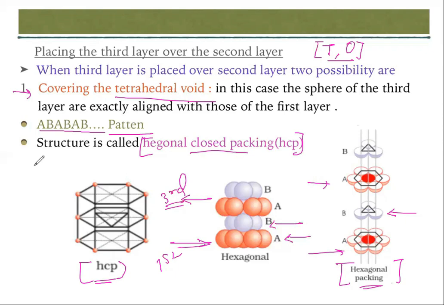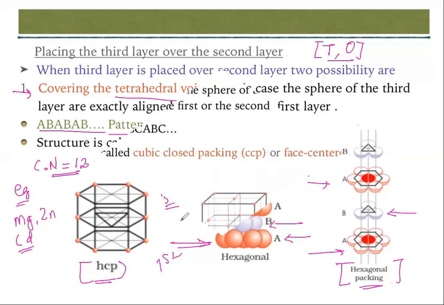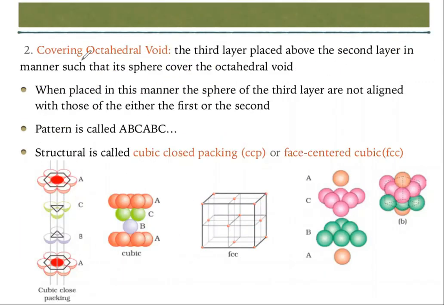Now what about the coordination number? The coordination number here is 12. You remember. And the examples that HCP shows are magnesium, zinc, cadmium. These are the examples of HCP. Okay, now let us discuss the next part.